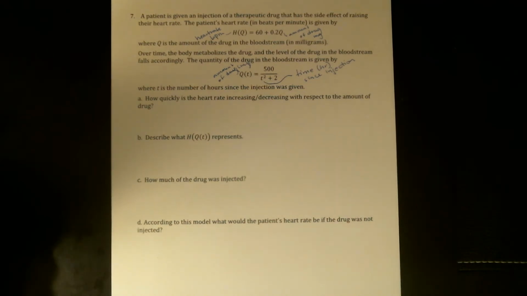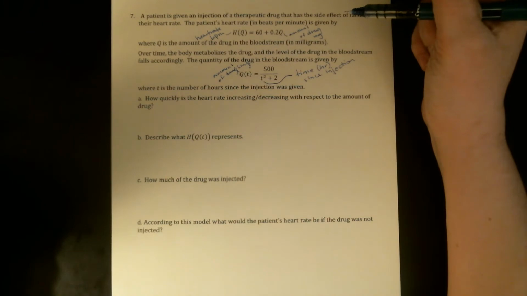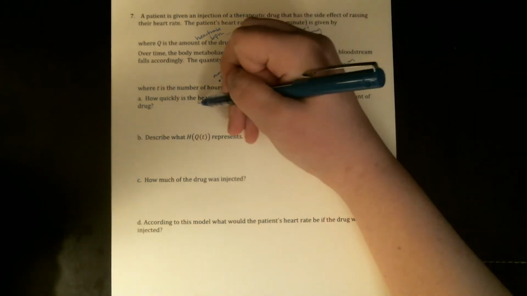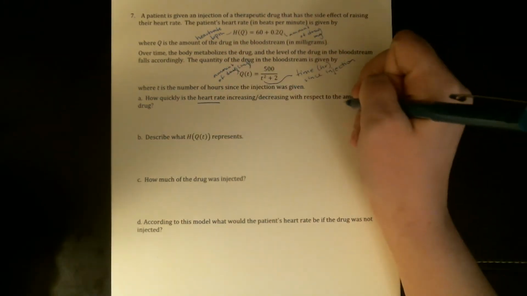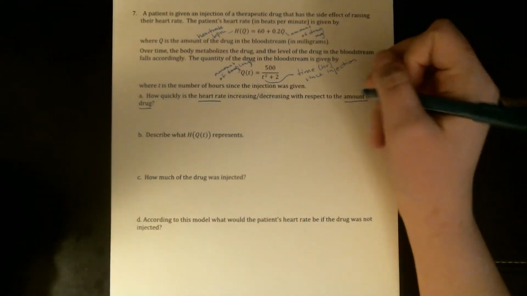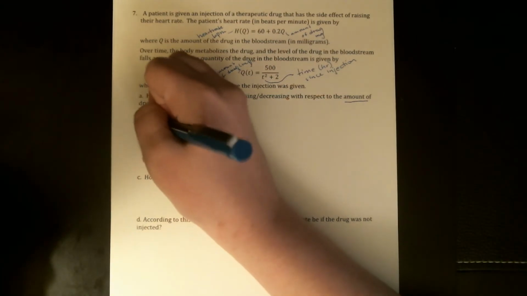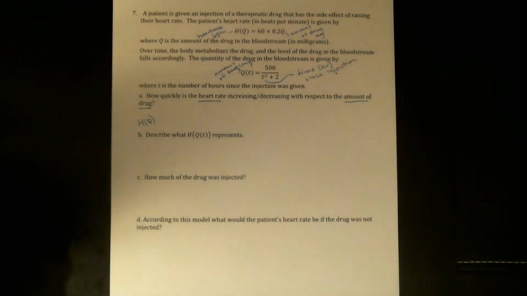The first question we're supposed to answer is how quickly is the heart rate increasing or decreasing with respect to the amount of drug. So we would like to relate heart rate to amount of drug. That's going to come straight from the h of q function. There's no t part of this question at all. I don't have any time involved. So just h and q, which means I can entirely ignore the q function and focus only on the h function.